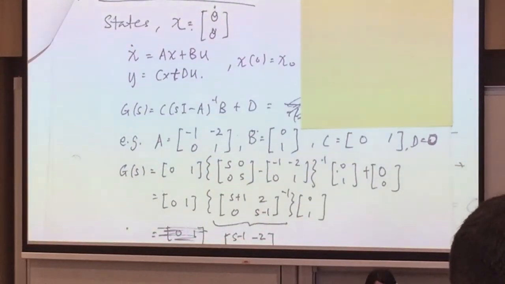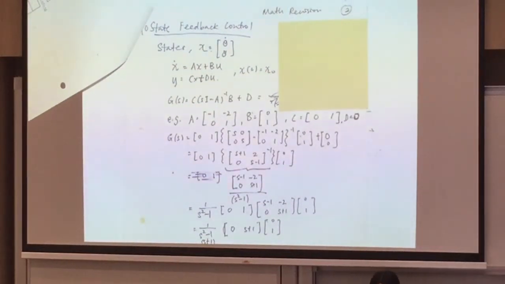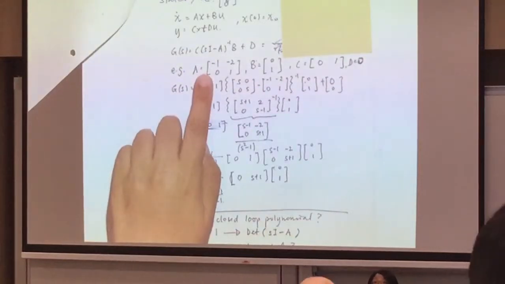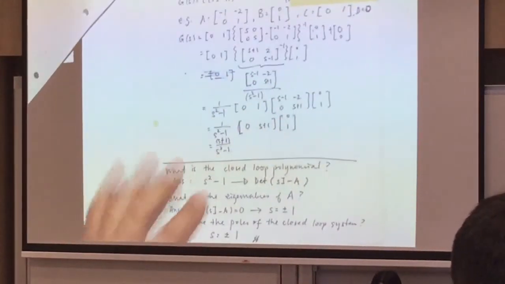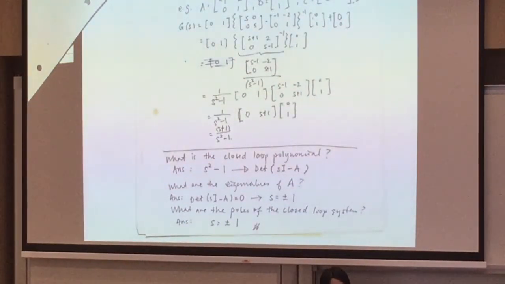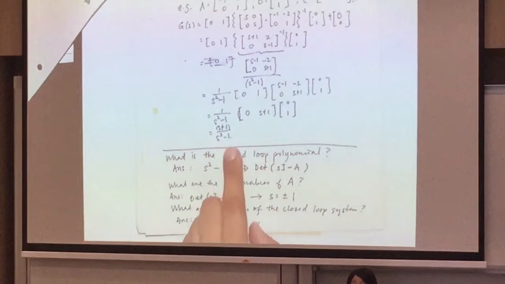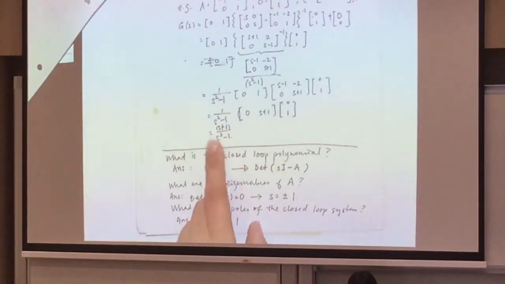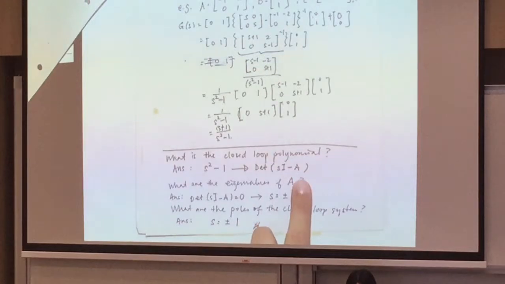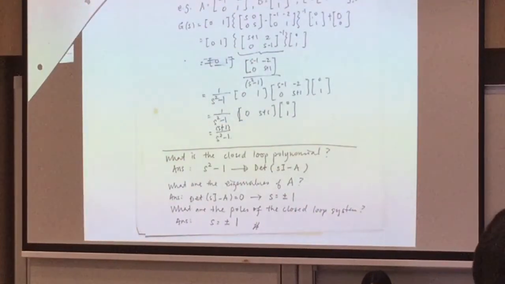So this is something that we've already gone through. I just want to point out that, for instance, this is an example of A, B, C, D, and we end up with a closed loop transfer function. If you are asked about the closed loop polynomial, meaning the characteristic equation, it is always the denominator, s squared minus 1. This denominator happens to be the determinant of sI minus A, the open loop. The roots of the determinant of sI minus A are the same as the eigenvalues of A. And these are also the poles of the system.